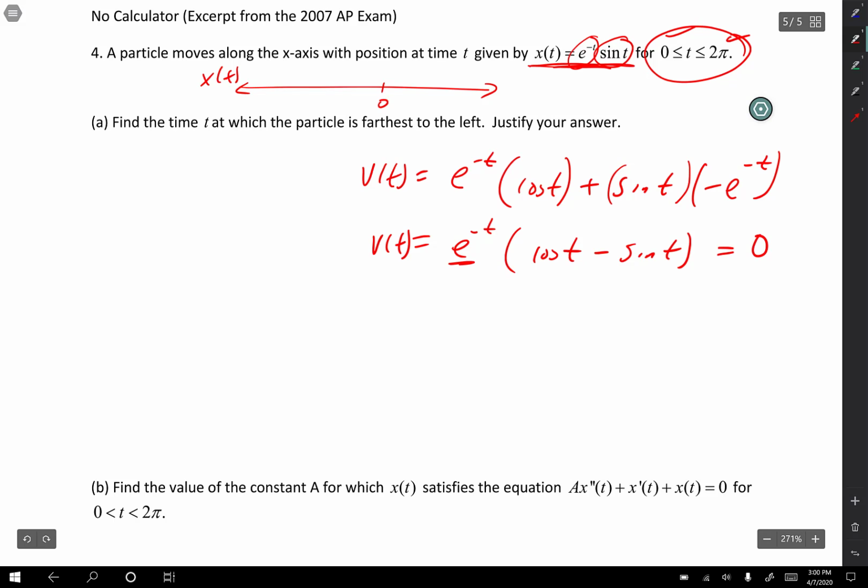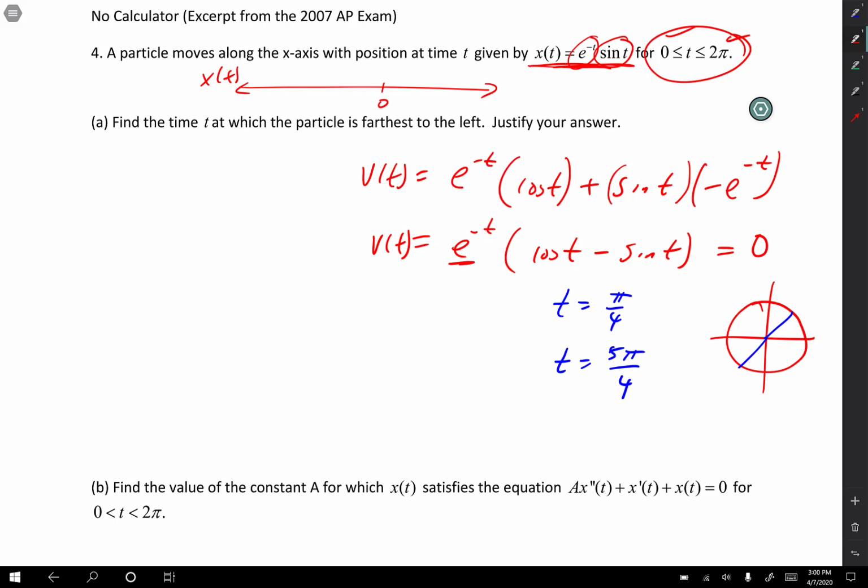This is an exponential. E to the negative t is never 0, but cosine t minus sine t will be 0. So just a little bit of precalc, not too much. You are 0 at pi over 4 and 5 pi over 4. T equals pi over 4, t equals 5 pi over 4. So those are the values we're going to check. We're going to check those two. And if you wanted to, you can find where your velocity goes from negative to positive, and that's probably going to be where your absolute furthest left is. But we still have to check our endpoint.